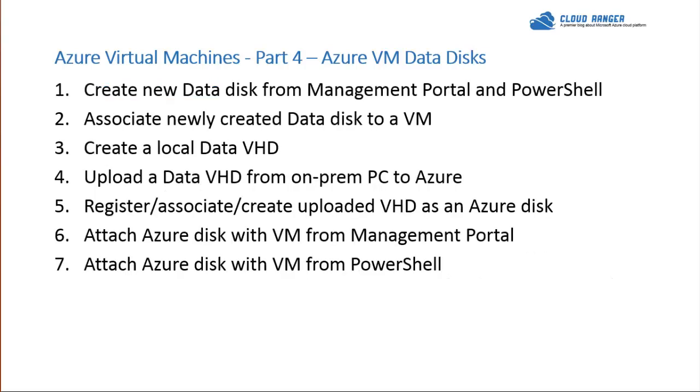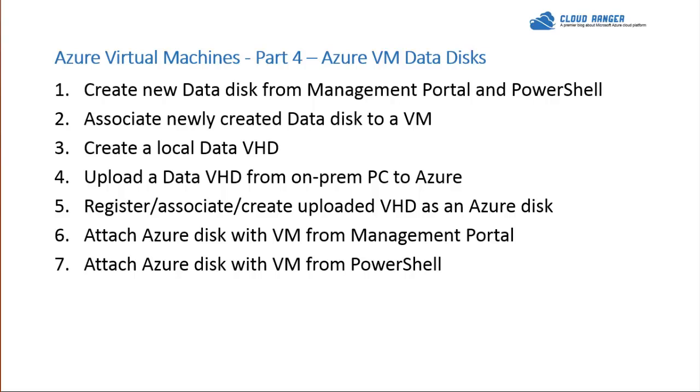Okay, so from today's point of view, these are the 7 things that we are going to do. This is separated based on things that we do in Azure directly, and then tasks that we will do after we have uploaded a VHD to Azure and the operations we perform on it. So the first thing we are going to do is create a new data disk from the management portal and PowerShell.